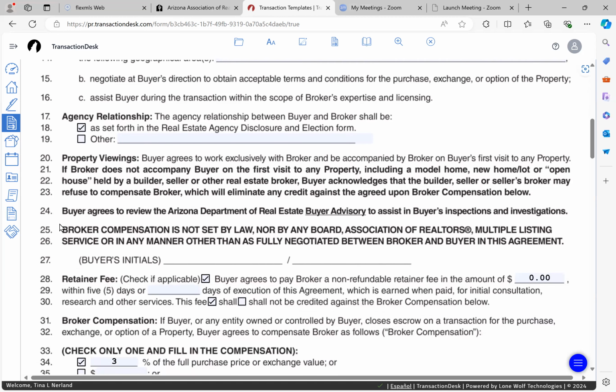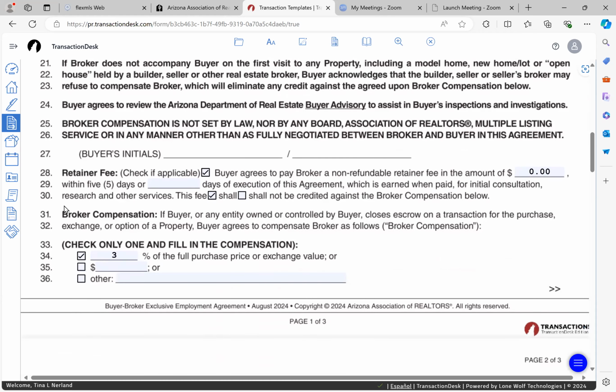Buyer agrees to review the Arizona Department of Real Estate Buyer Advisory to assist in buyer's inspections and investigations. So if you are not already in the habit of providing the buyer advisory up front, get in the habit of that, get it signed, save a copy of it. Broker compensation is not set by law, nor in any board, association of realtors, multi-listing services, or in any manner other than fully negotiated between the broker and the buyer of this agreement. Buyer initials.